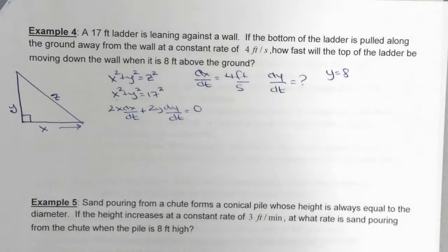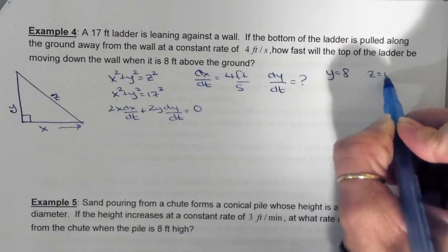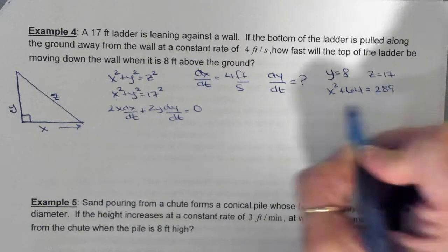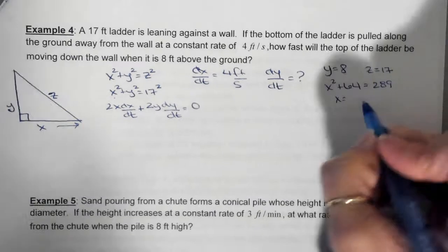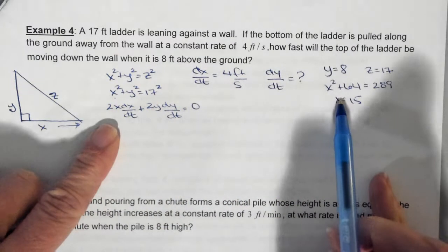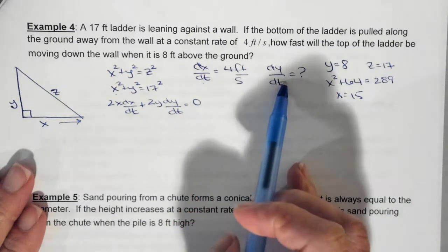In my problem, obviously I'm going to need x, right? So how am I going to find x? I asked you about it before. Yeah, I'm going to have to use the Pythagorean Theorem. We know what y is, and we know what z is. Z is 17. So we need x. So we have x squared plus 64 is equal to 17 squared, which is 289. Can someone tell me what x is? What's the square root of 225? 15. Okay, so here we have an x value, we have a y value, we had our z value, but it went away because it was a constant. We have dx dt, and dy dt is what we want to find.